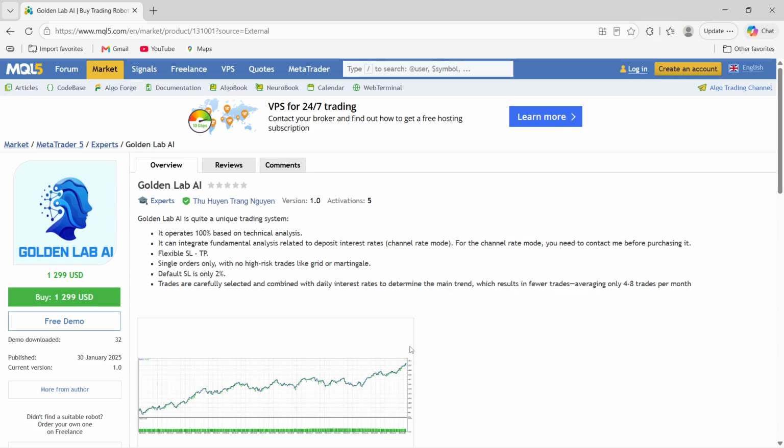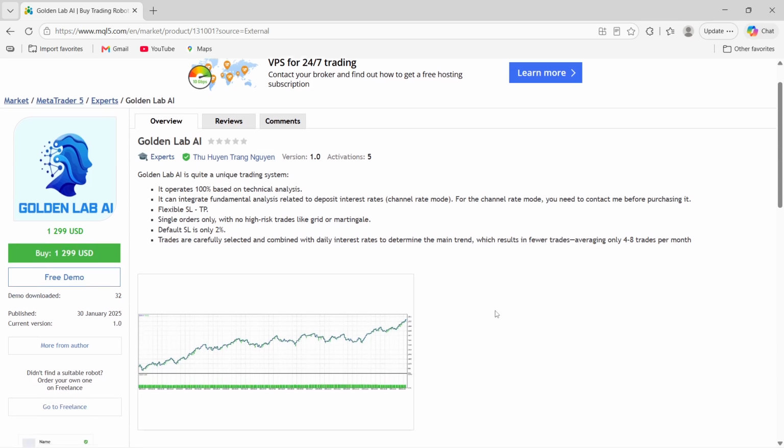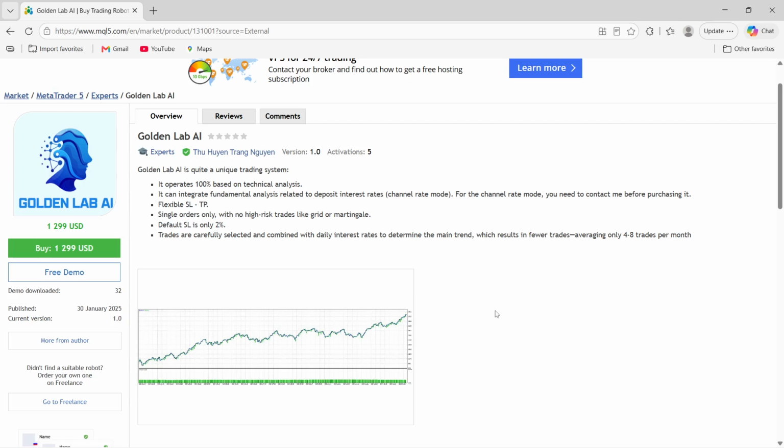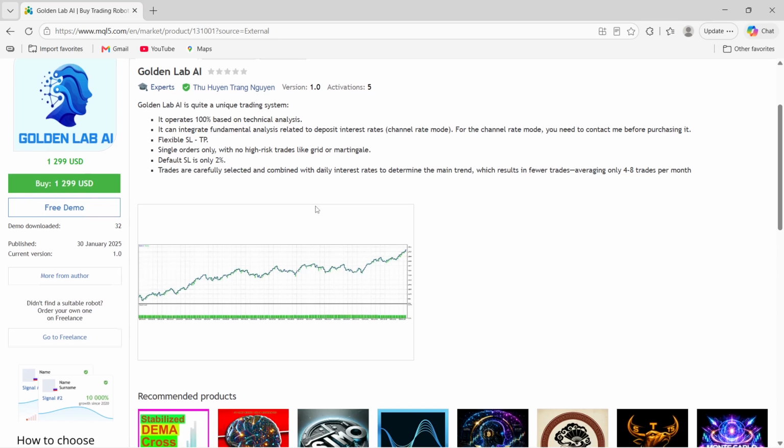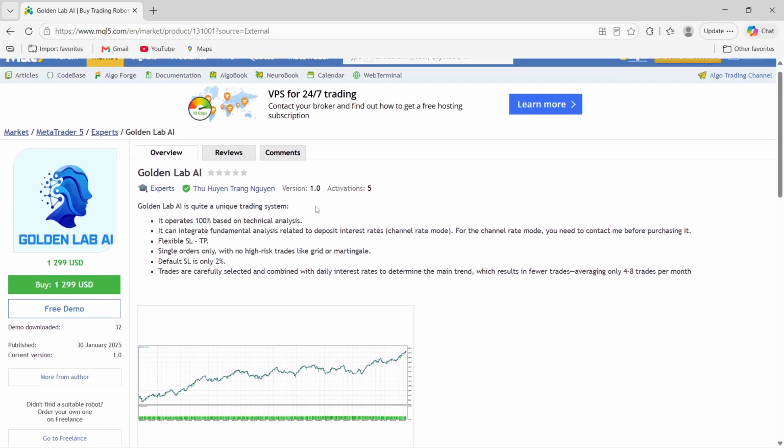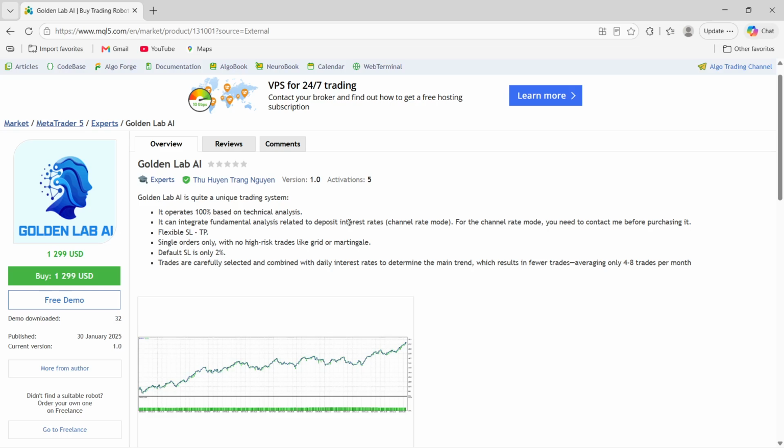The Golden Lab AI EA is a technical analysis focused system with some unique features like optional interest rate integration. So let's break it down honestly. Alright. So as you can see from the MT4 page, the Golden Lab AI EA operates 100% on technical analysis using AI enhanced logic to select high quality setups. It can optionally integrate fundamental elements like deposit interest rates in a special channel rate mode, which you should contact the developer for.